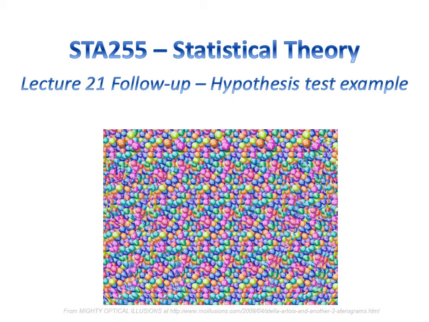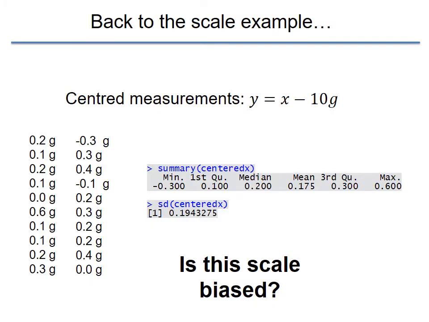Hi, this is a follow-up to our last class where we started talking about the scale example and formulated our hypotheses, but I'm just going to go through the rest of the example in this video. So remember, we have 20 measurements, differences between what we get for a measurement and the real weight of these objects, 10 grams. And the question is, is the scale biased? And we said that translated into a couple of hypotheses.